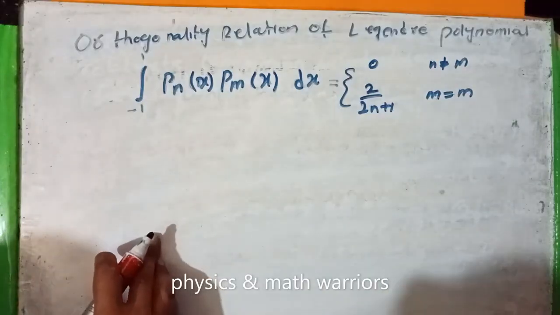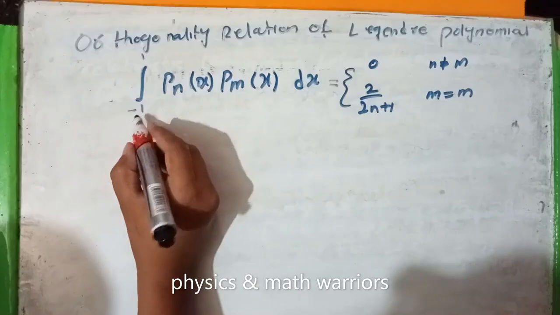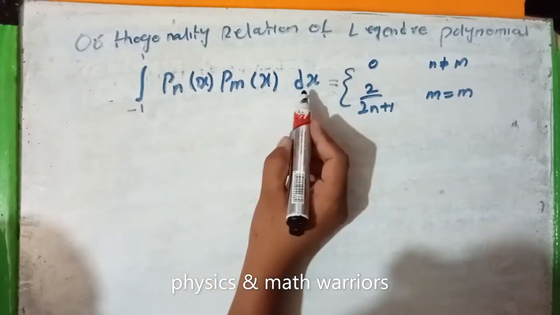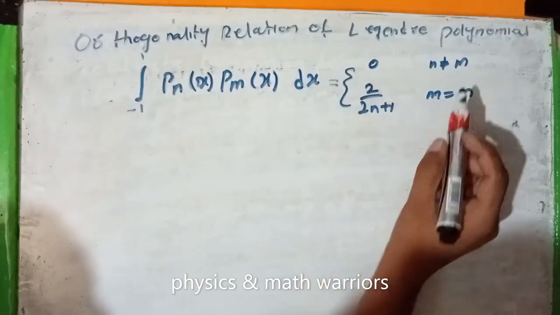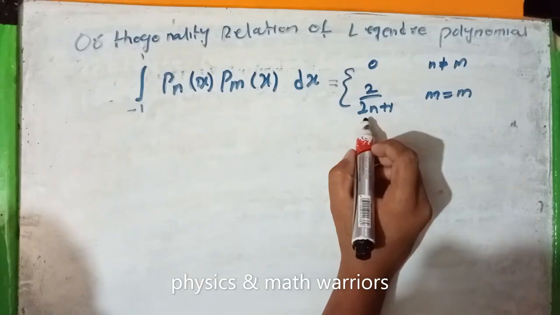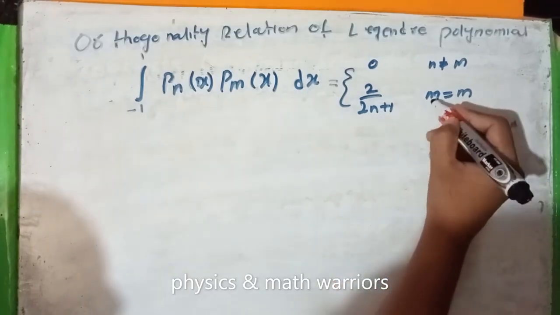Welcome to this channel. In this video, we will find the orthogonality relation of Legendre polynomial, which is integral from -1 to 1 P_n(x) P_m(x) dx is equal to 0 when n is not equal to m, and is equal to 2 over (2n+1) when m is equal to n.